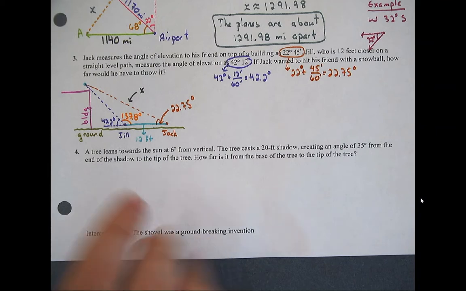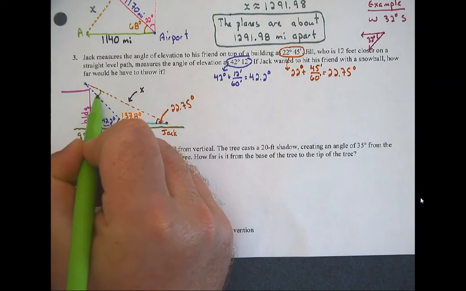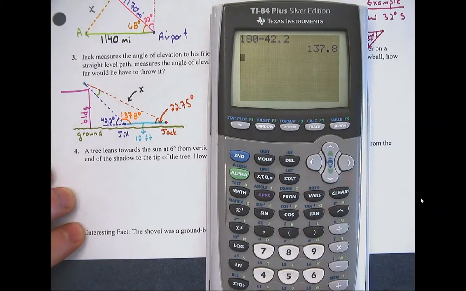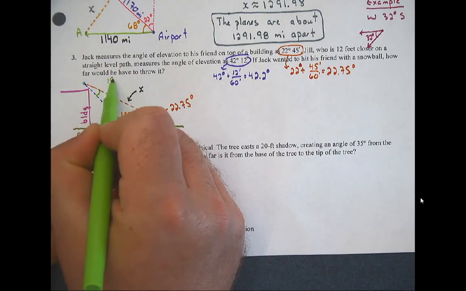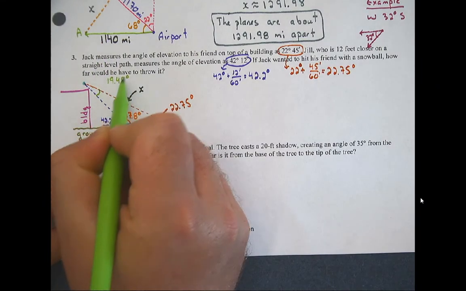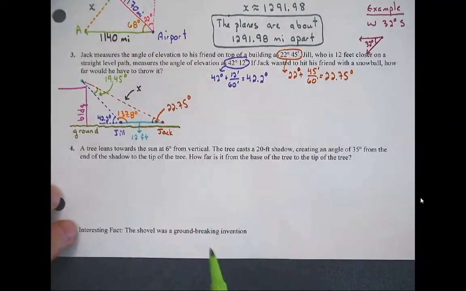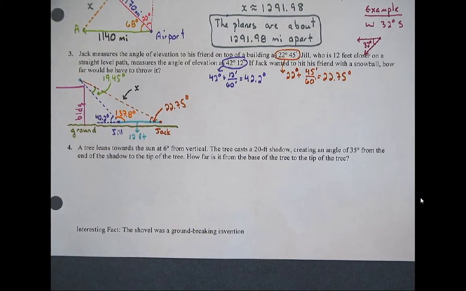Now that I know those two, I can figure out that last angle, that third angle, because the angles in the triangle add up to 180. So that would be 180 minus 137.8 minus 22.75. We get 19.45 degrees. And that's enough info to set up a law of sines on this.